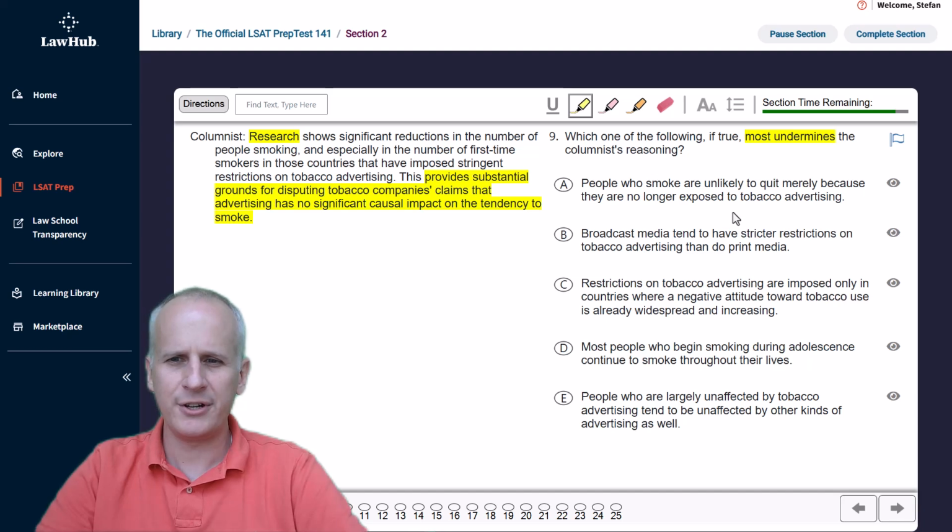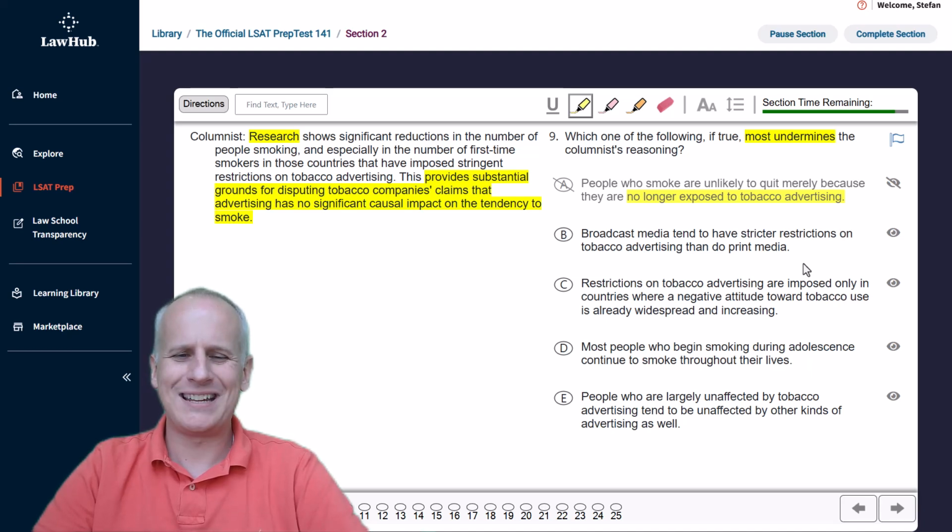So starting with choice A, people who smoke are unlikely to quit merely because they are no longer exposed to tobacco advertising. Well, no longer exposed to tobacco advertising is actually going to need additional information because we're just talking about stringent restrictions. It doesn't mean that they banned it outright. So choice A is going to need additional information, and we can eliminate it for that reason.